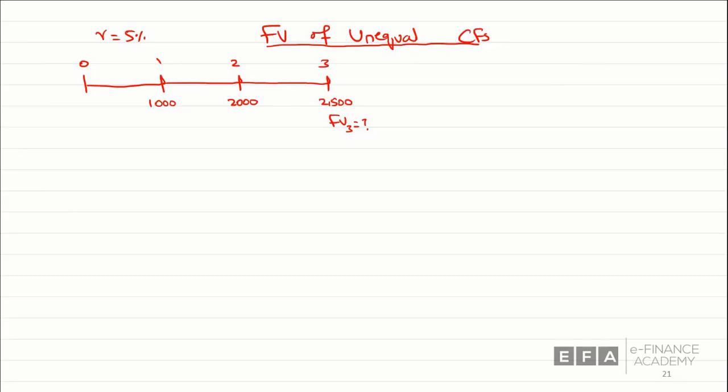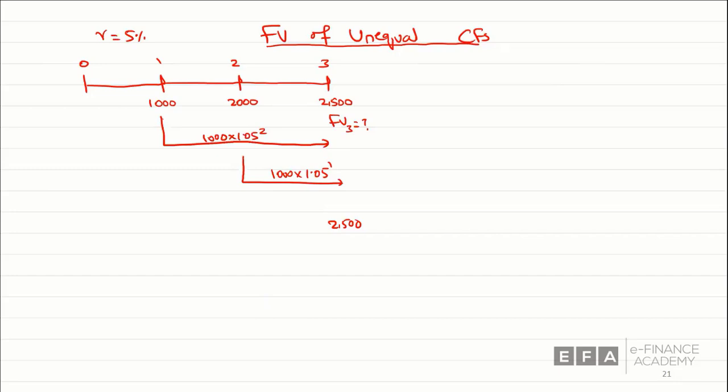So there are 2 ways. Either you do it manually, considering each as a lump sum and growing each. So you would say 1,000 times 1.05 to the power of 2. And then this one you would grow as 2,000 times 1.05 to the power of 1. And then the last one would just simply be 2,500. And then you add these 3 up as we did before. But this could be a very cumbersome and lengthy procedure.